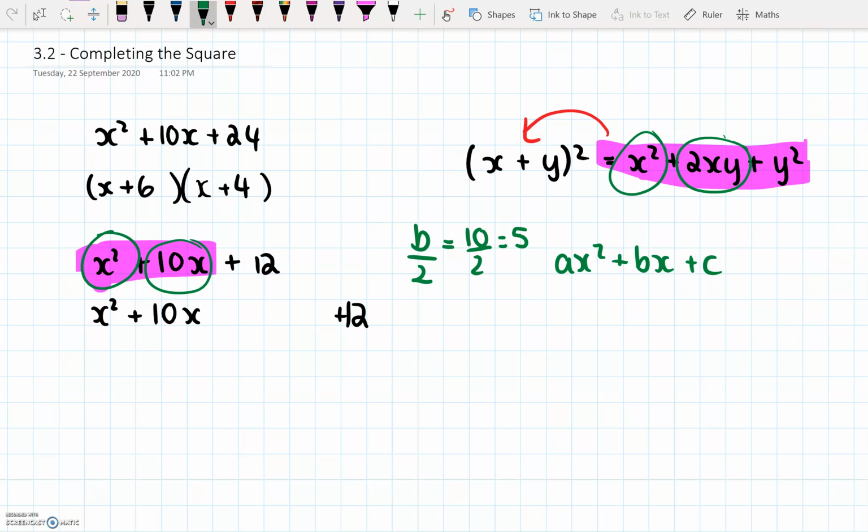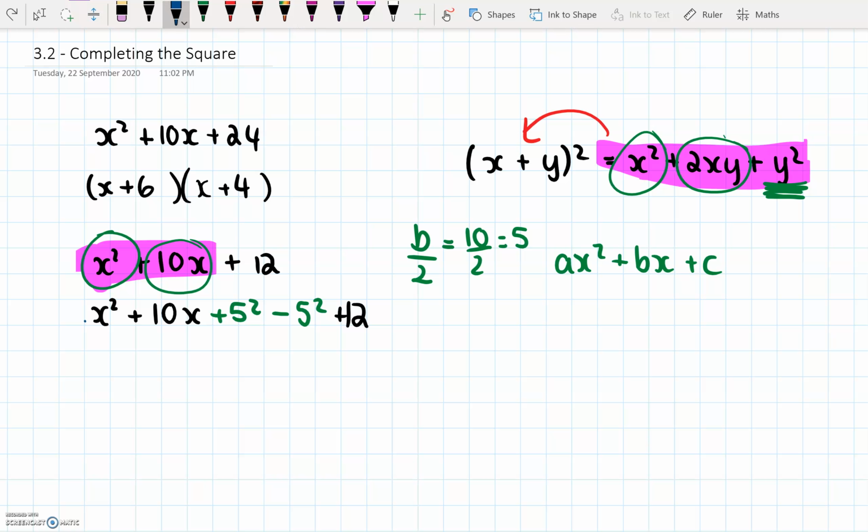What we're going to do with this 5 is add 5 squared, because that's the y squared bit that we have over here. Now in doing this, we have changed our expression. We've added 25 to our expression, so we need to find a way of balancing that out. So we've added 5 squared, and we're now going to subtract 5 squared. The net result of that is 0, so it hasn't actually changed anything. But now we've made it in a way that we can do something.